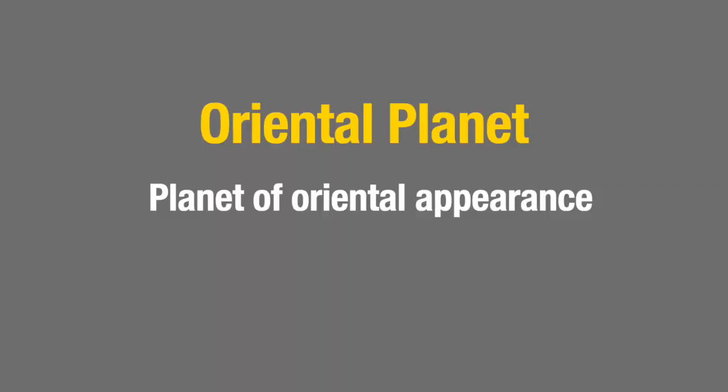Now there are some features of the dawn chart, and of course if the sun's in Virgo, it's going to be in Virgo for everybody, but I like to look at what is known as the Oriental Planet. It's also known as the planet of Oriental appearance. It's the planet that has risen prior to the sun on any given day.